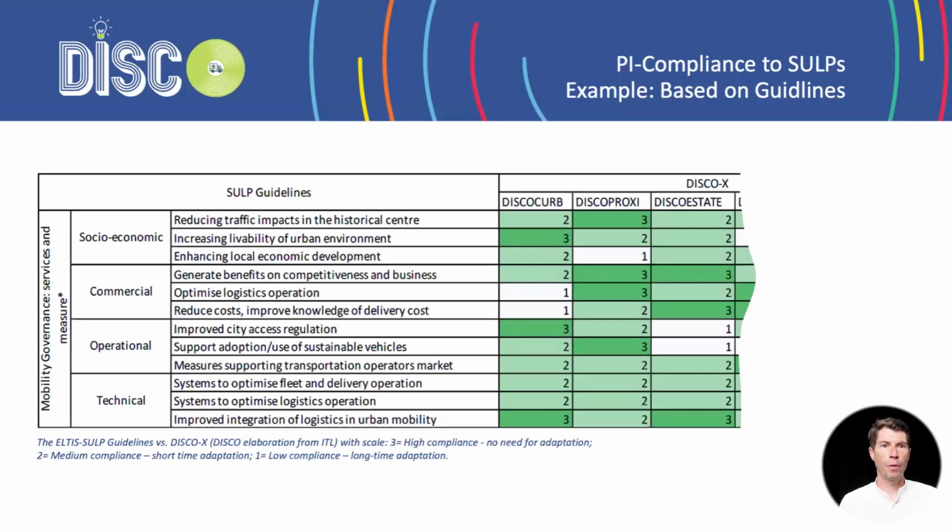Within the DISCO framework, we have used the following scale. 3 equals high compliance, no need for adaptation. 2, medium compliance, and short time for adaptation. And the rating of 1, low compliance, long time adaptation. While in the example shown, the DISCO curve has a large compliance with the goal of increasing livability of urban environment, DISCO proxy, on the other hand, has a stronger compliance with optimizing logistics operations. These findings can now be used to optimize measures with regard to higher compliance or to introduce further measures.